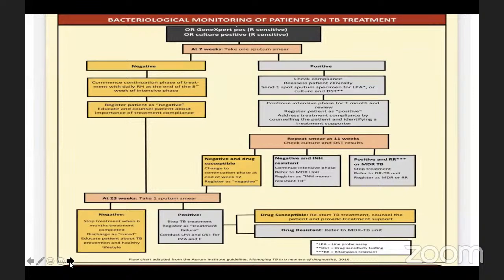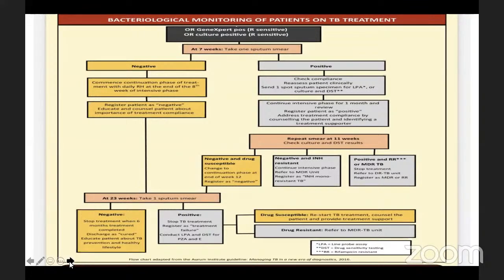And then still at 7 weeks, let's take a patient at 7 weeks who tested positive. The first thing is you check compliance, you reassess the patient clinically, and you send one spot sputum specimen for LPA or culture as well. And you still continue with the intensive phase for 1 month and review after that. And you register the patient as positive. You address the compliance and the adherence as well.